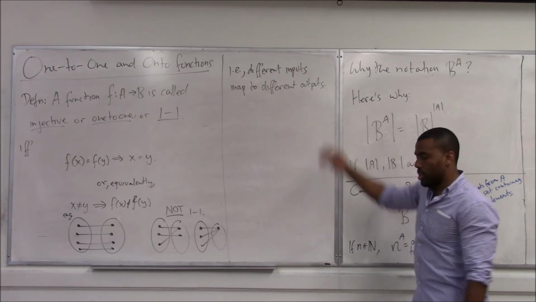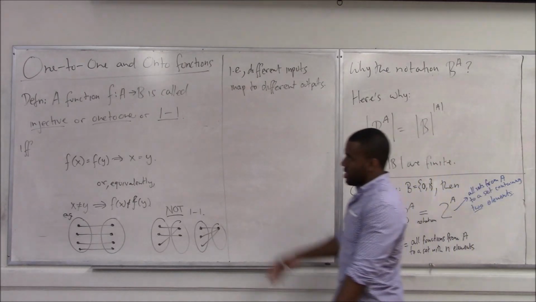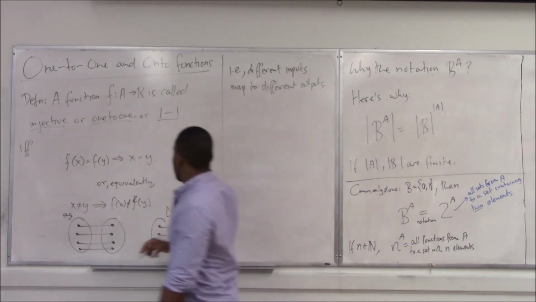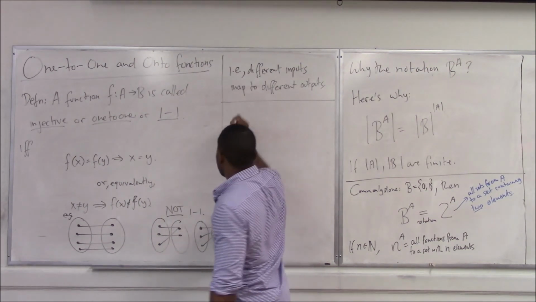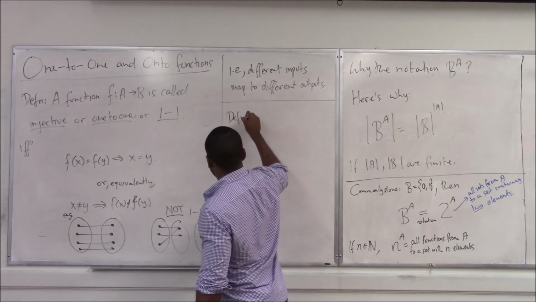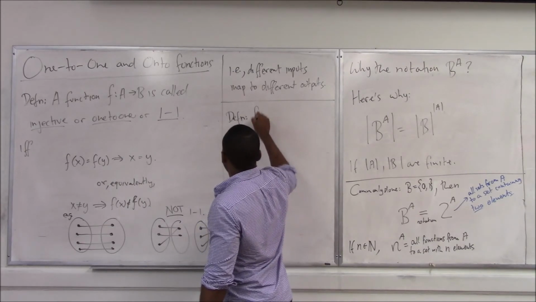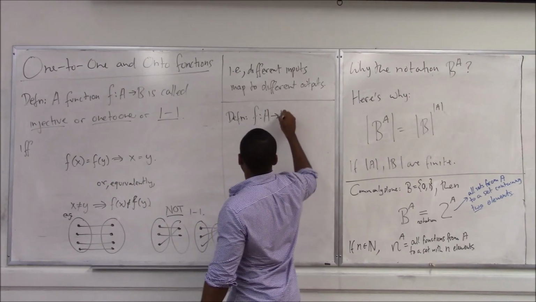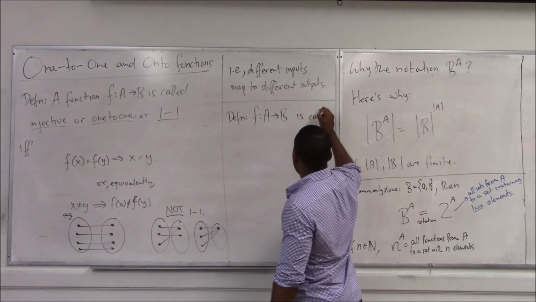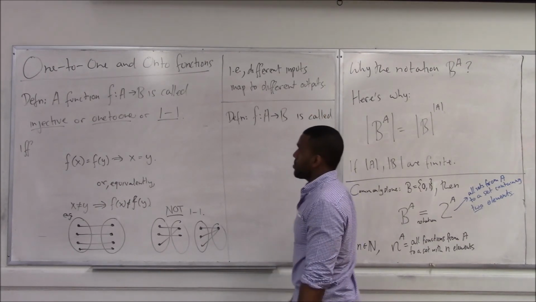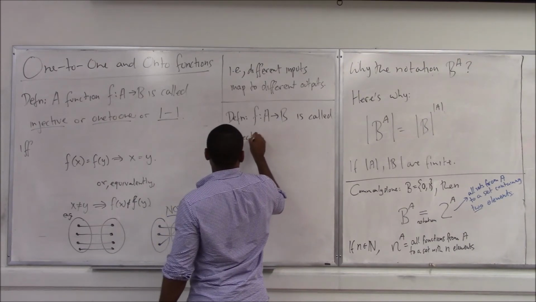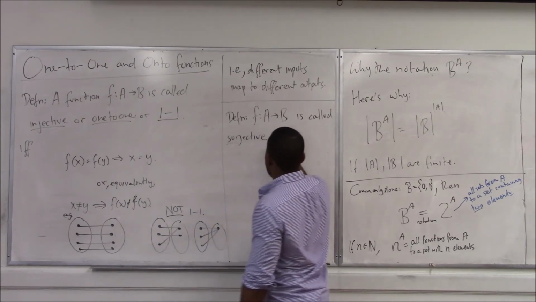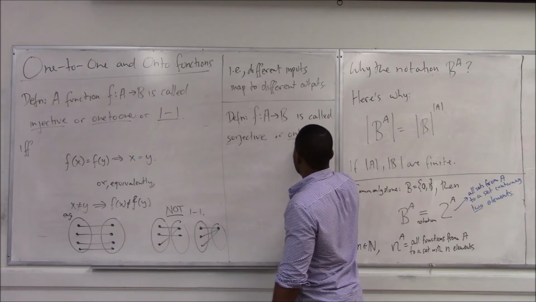That's probably how you thought of it before now, but here I want you to think of it in terms of an implication. We can also talk about surjective. F from A to B is called surjective or onto.